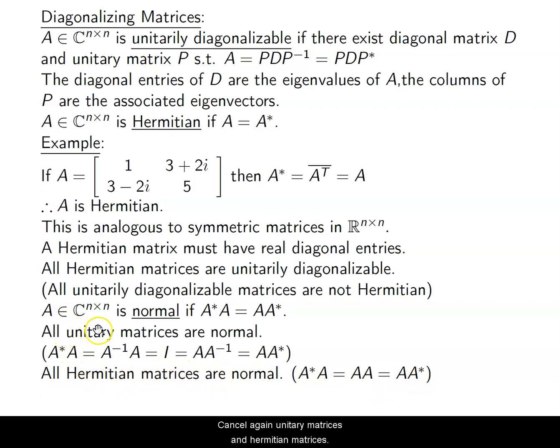Okay, so again, unitary matrices and Hermitian matrices, they don't have to be a subset of each other. I can have Hermitian matrices that are not unitary. I can have unitary matrices that are not Hermitian, but all unitary matrices are normal and all Hermitian matrices are normal. So the normal set of matrices are the big set of matrices that we are interested in.